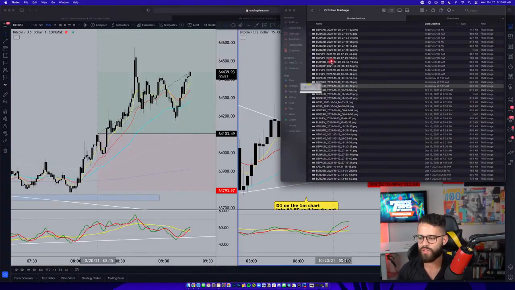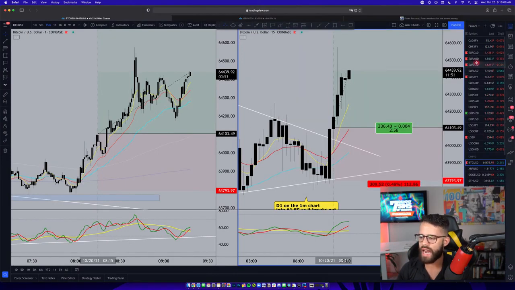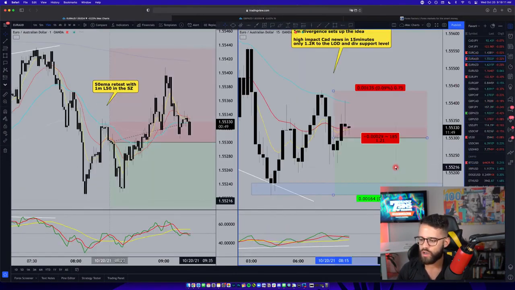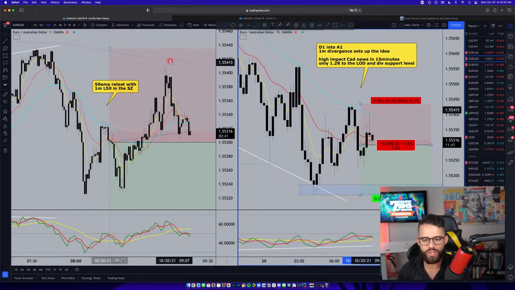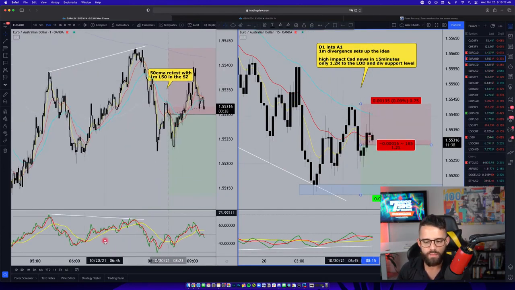For the same example, if I close all these and we go look at Euro AUD today, this is now coming higher. This is a D1 entry. Here's the 15-minute. The risk reward was only 1.2R. This would have come all the way back up almost to your stop loss, as you can see right here. It's the same thing. Bearish divergence.